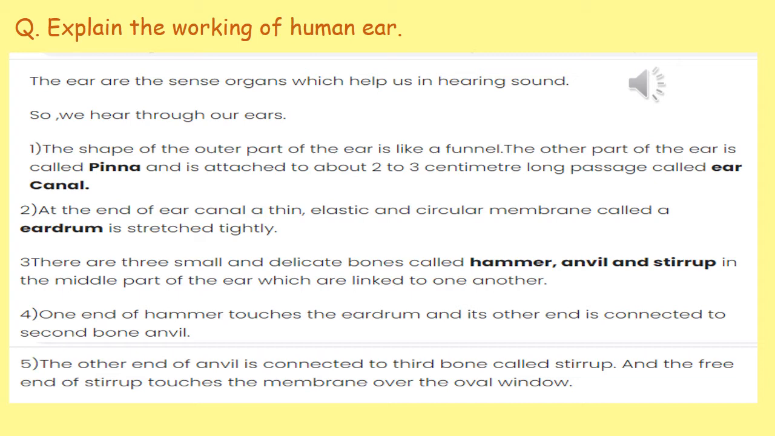There are three small delicate bones which are named hammer, anvil and stirrup, and these three bones are part of the middle ear and they are linked to one another. One end of the hammer touches the eardrum and its other end is connected to the second bone, anvil. The other end of the anvil is connected to the third bone, stirrup. This is how they are interconnected, and the free end of the stirrup touches the membrane over the oval window.